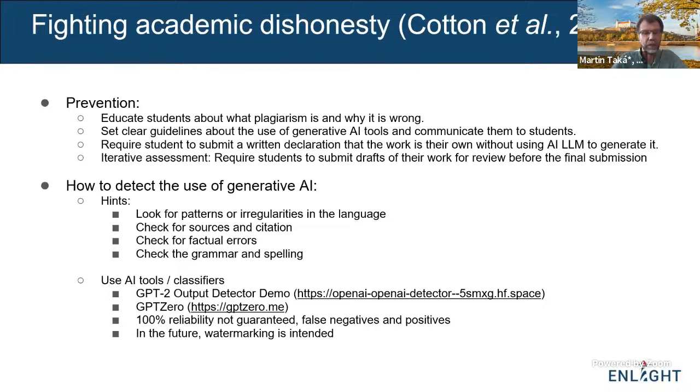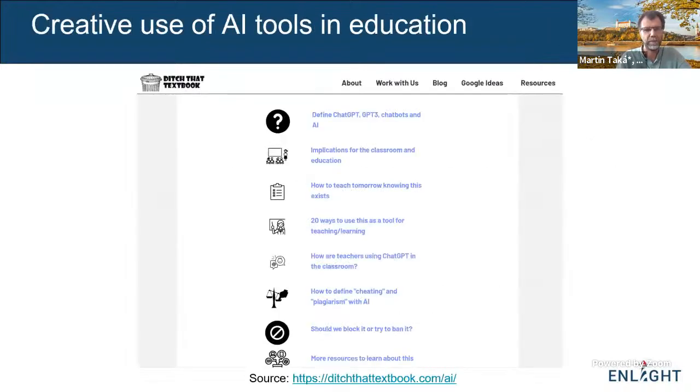If we want to detect the use of generative AI, we can still look for patterns or irregularities in language, or we could check for sources and citations in the text or factual errors. But there are also some tools that are available, like GPT-2 output detector demo or GPTZero, that can be used to classify whether the output is human. Of course, they are not 100% correct, and then the teacher has to decide how to handle all potential false negatives and positives.